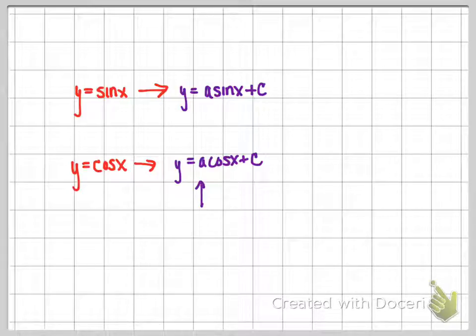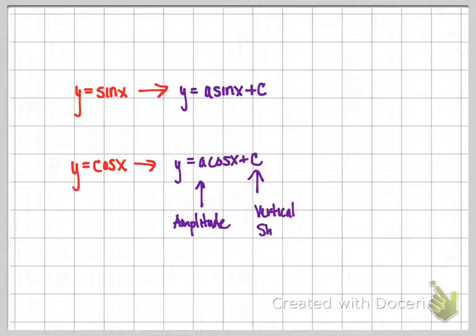Okay, that a value in front is the amplitude, and the c value on the end changes your vertical shift. So we've graphed a bunch of functions where the amplitude has changed, the vertical shift has changed, and we've talked about methods to label your graph to get you to the point where you can do that easily.